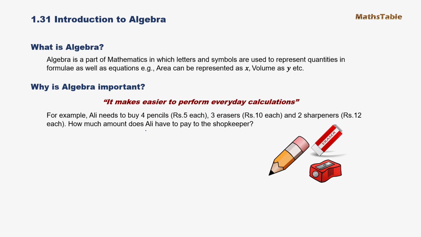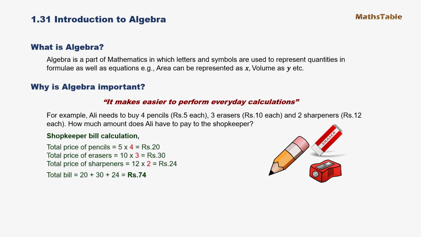Simply, the shopkeeper will perform these calculations. We know that he'll calculate the total price of pencils by multiplying the price of one pencil with the number of pencils he's interested in buying. So 5 times 4 gives you 20 rupees. This is the total price of pencils. And the same goes for erasers, 30 rupees, sharpeners, 24 rupees, and so on. And at the end, he'll add up all these values to calculate the total bill, 74. So this is the amount which Ali will have to pay to the shopkeeper.